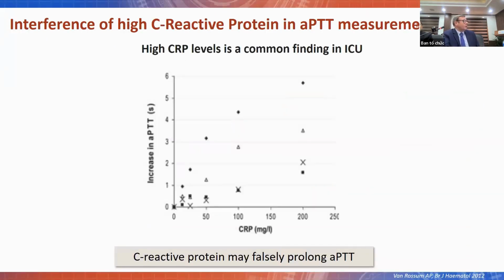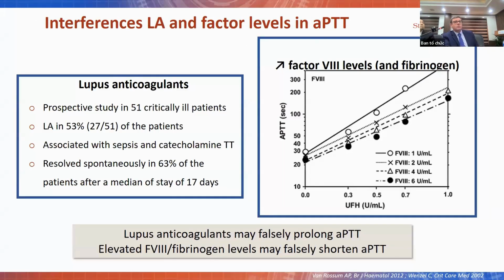So if we also look, I mentioned earlier the interference of CRP in the APTT, and this slide depicts the interference of CRP, especially in ICU patients who are likely to have high CRP levels. Also, lupus anticoagulants, as I mentioned, may interfere, and high levels of factor VIII may interfere. And you can see here, for example, when you have increased levels of factor VIII, then the APTT will decrease.